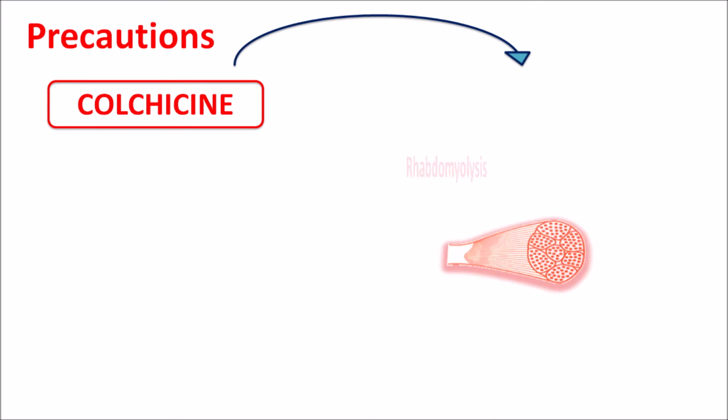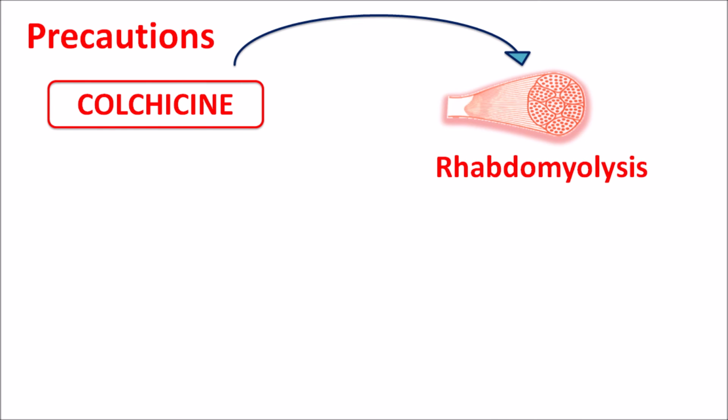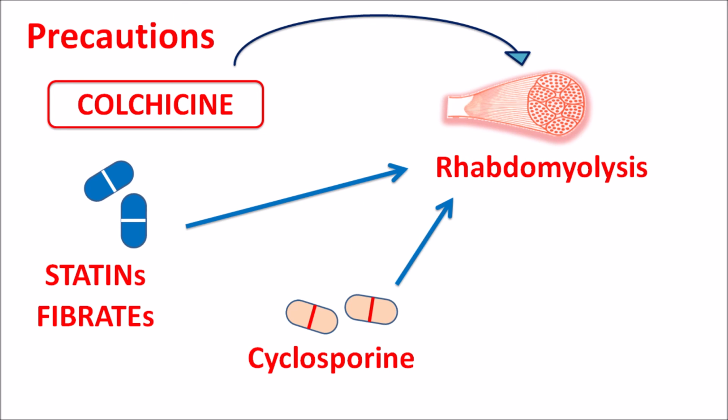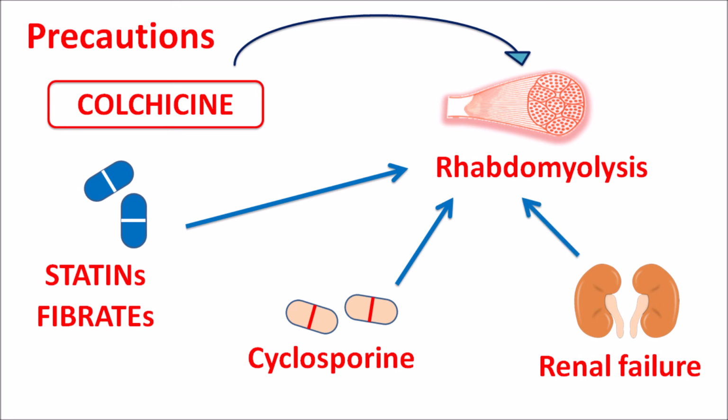Similarly, this drug can also increase the rhabdomyolysis. So it can produce a myopathy. When this drug is combined with other drugs such as statins, fibrates, they can further increase the rhabdomyolysis because these drugs mainly produce rhabdomyolysis as one of the important side effects. Similarly, immunosuppressants such as cyclosporine can also increase the risk of rhabdomyolysis when they are combined with colchicine. In the patients with renal failure, the risk of rhabdomyolysis is increased. So in these conditions, colchicine should be given carefully.